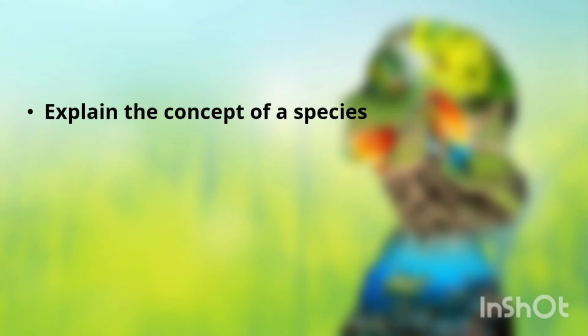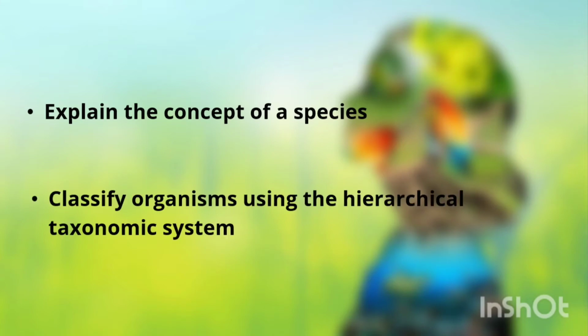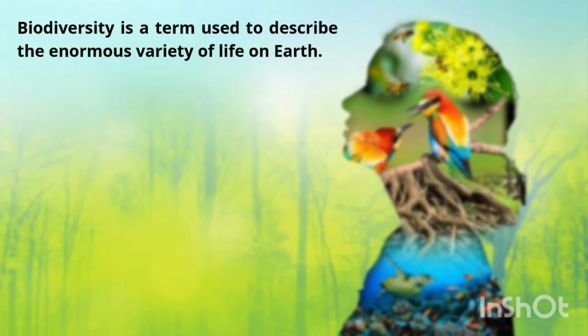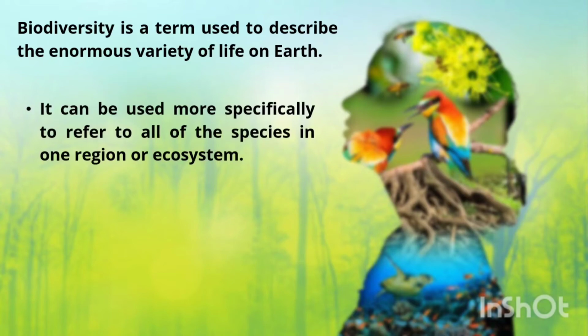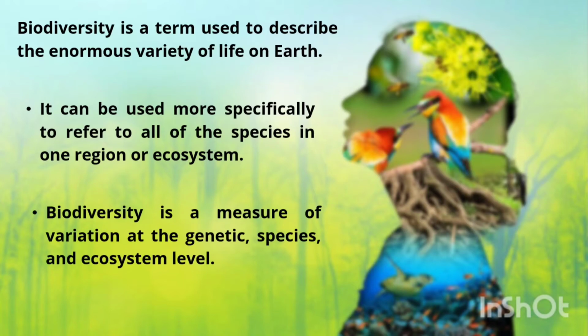In this video lesson, we will explain the concept of a species and we will classify organisms using the hierarchical taxonomic system. Biodiversity is a term used to describe the enormous variety of life on Earth. It can be used more specifically to refer to all the species in one region or ecosystem. Biodiversity is a measure of variation at the genetic, species, and ecosystem level.